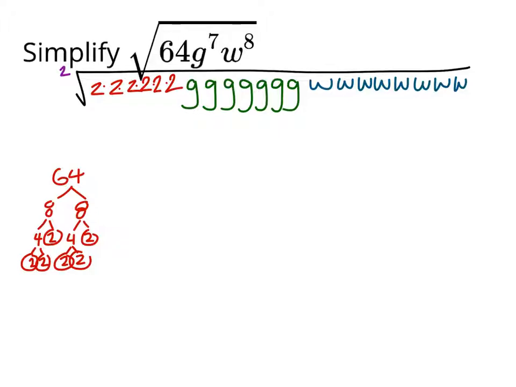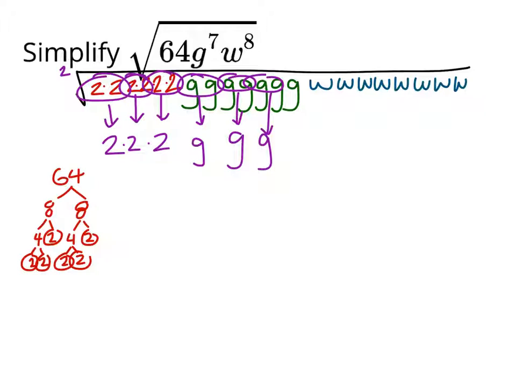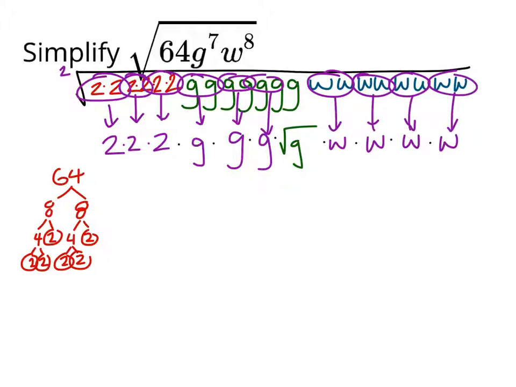And since it is a square root, I'm looking for pairs of values, which will then be pulled out of the root. So there's a pair of 2's, another pair of 2's, and another pair of 2's. So those will end up being 2 times 2 times 2. Now the g's, I've got a pair there, there, and there. And then I've got that remaining g, and it has nothing else to pair with, so it's just going to stay as a square root of g. But then also these w's, 1, 2, 3, 4 pairs of w's. So this is what I get on my way to simplifying this.